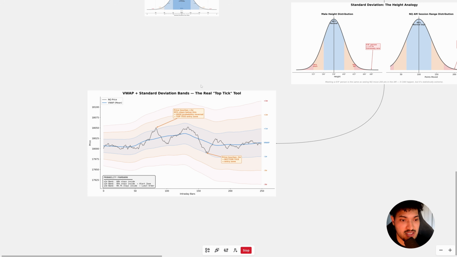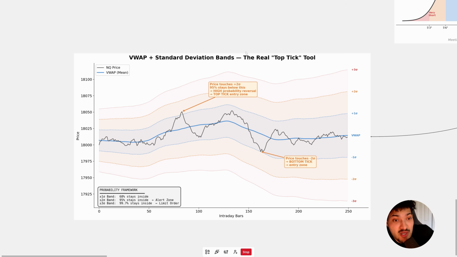So what I'm going to do next is show you how to actually use this on the NASDAQ, okay? And this is genuinely one of the most powerful tools for applying real standard deviation to intraday trading and just trading in general. It's called the VWAP, okay? Volume weighted average price. And it's with the standard deviation bands. VWAP, again, volume weighted average price, is basically the true mean price for the day. It's not just a simple average, it's weighted by volume, which means it represents where the most transactions happened.